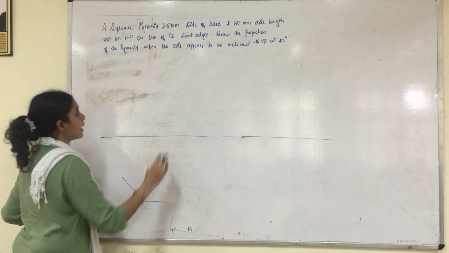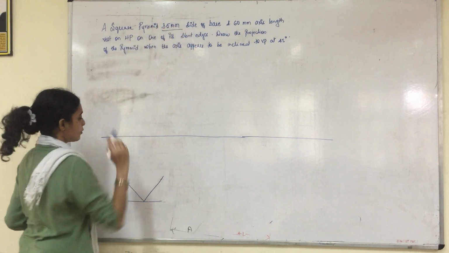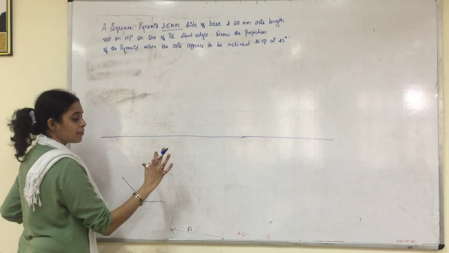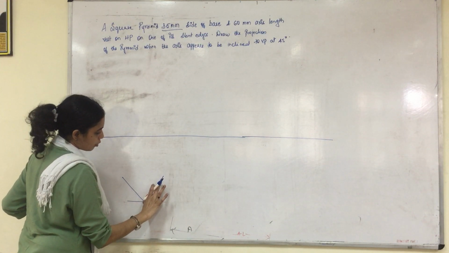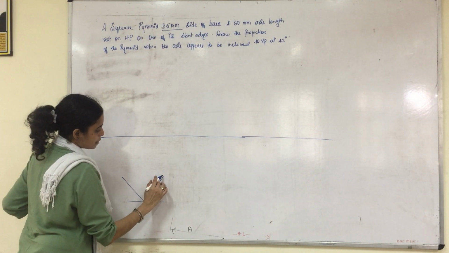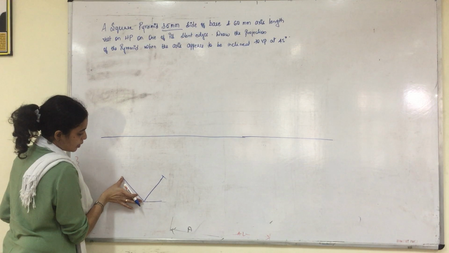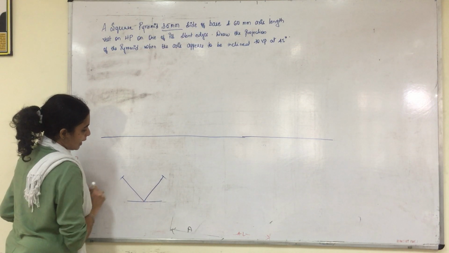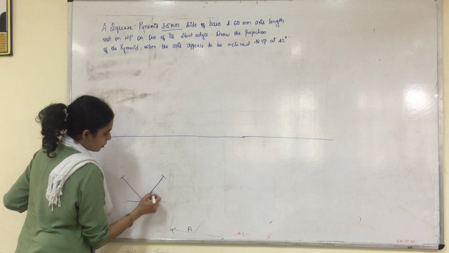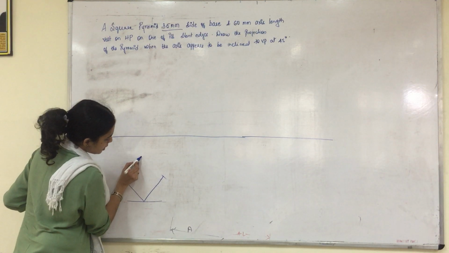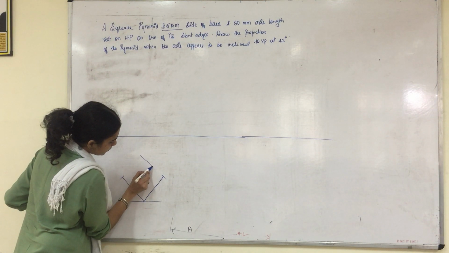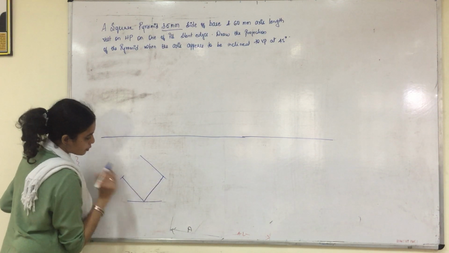After that, the side is told to be 35 mm. So measure 35 mm using the compass. Keep one end of the compass here and cut an arc. Similarly, keep one end of the compass here and cut an arc. After you get the two sides of the base, just draw a line parallel to this.